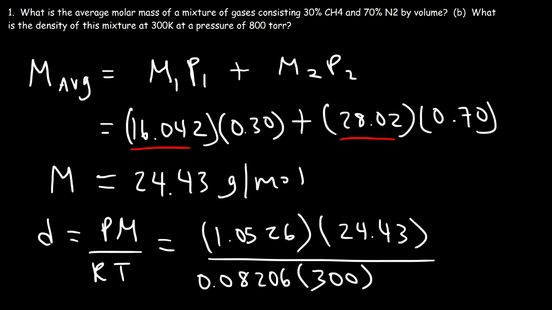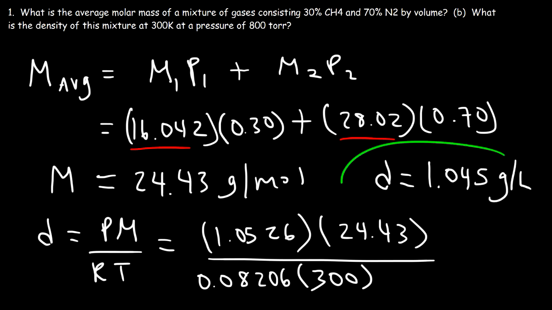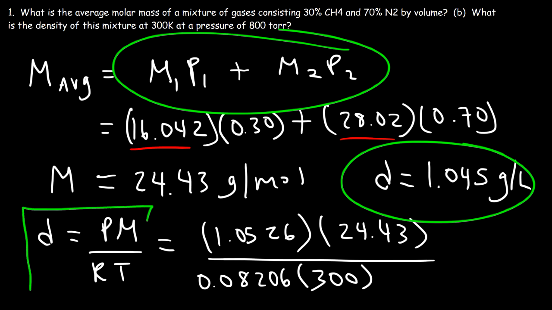So now let's multiply 1.0526 by 24.43, and then let's divide it by 0.08206 and by 300. So you should get a gas density of 1.045 grams per liter. So that's how you can calculate the density of a mixture. Find the average molar mass and then use this formula to calculate the density.